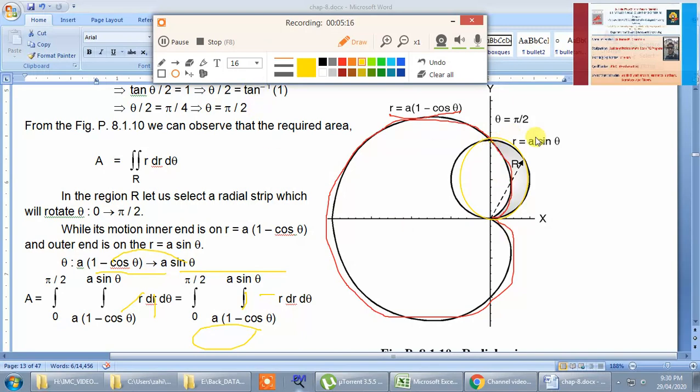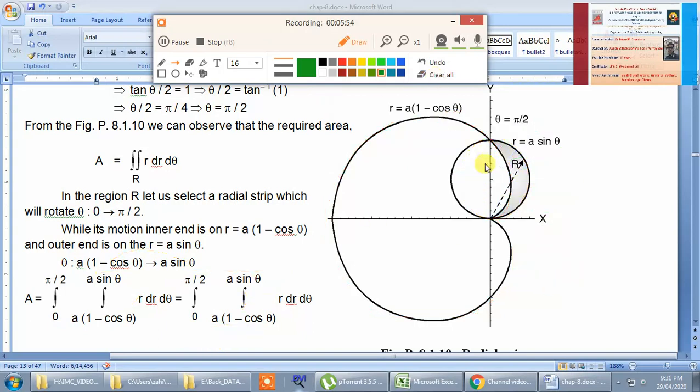So what I'm going to do now is shade the region inside the circle, outside the cardioid. Inside means, yes, I'm going to have arrows inside. So let me have arrows like this, inside the circle. And what about outside the cardioid? Outside the cardioid means these will be the lines. So you will observe that the common region is this region, the region denoted by R.